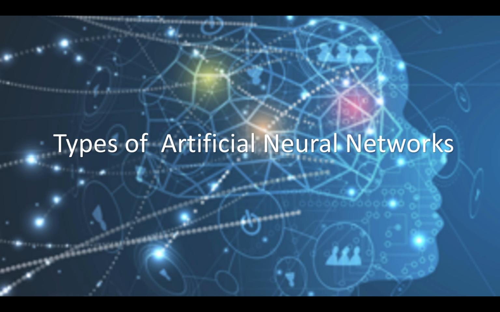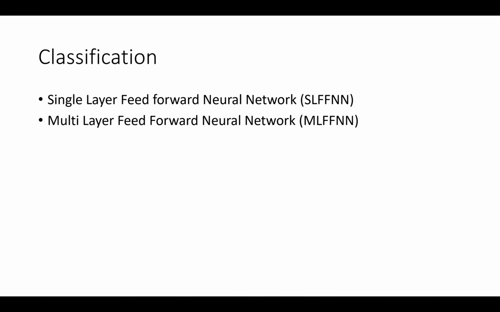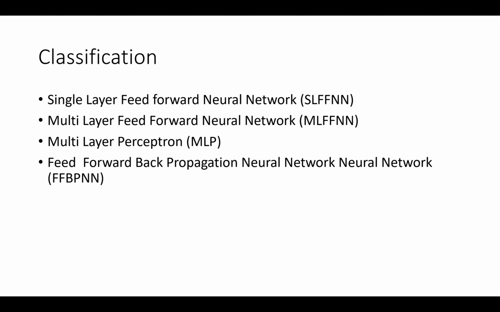In the previous video, we learned about the basic concept of artificial neural networks, what they are based upon, and how they work. In this video, we'll try to understand simple neural networks, which are based upon very simple concepts. What are the different classifications of networks that we'll be discussing in this video? Single layer feed-forward neural network, multi-layer feed-forward neural network, multi-layer perceptron, and feed-forward backpropagation neural network.